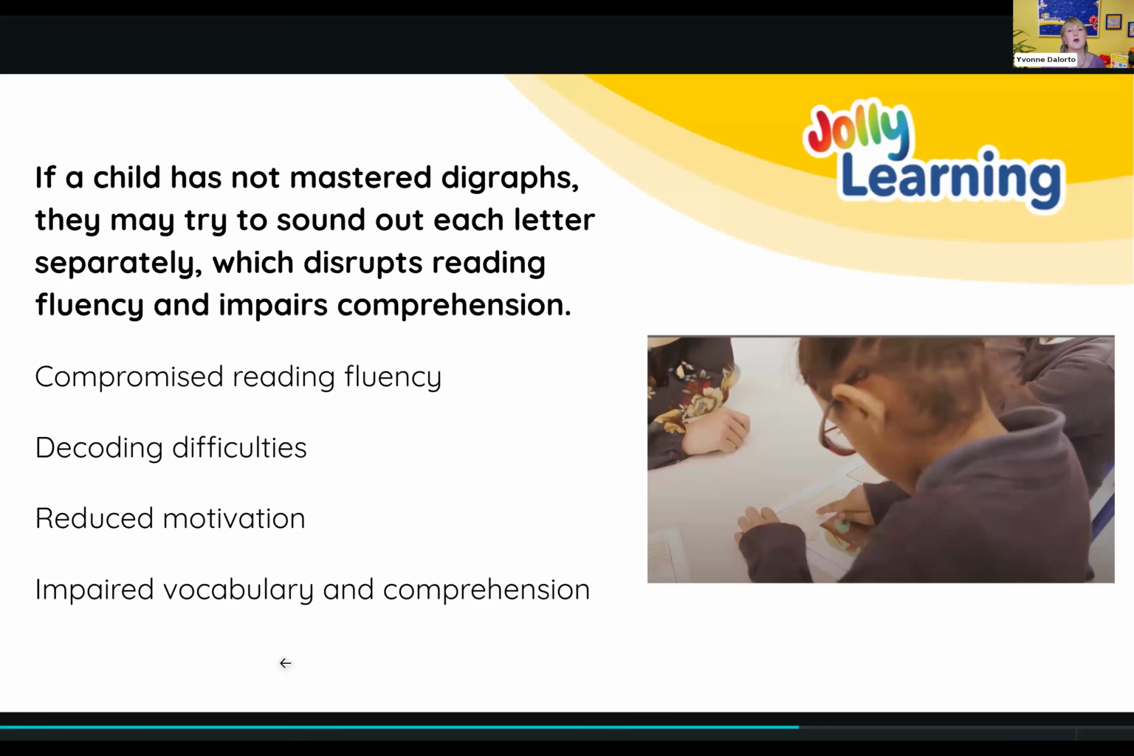So if I'm going right back to the beginning of this webinar, where I was talking about reading and writing and fluency, we can compromise reading fluency. And what we want to do is, when children get to group 6, we want them to be able to tackle the tricky words and find the tricky bit. We want children to move on to the decodable readers. So what we have been doing group by group is getting children ready for this point. And we can have decoding difficulties, and often that comes when we haven't got the digraphs in place. So as you can see, these things may reduce motivation with the child.